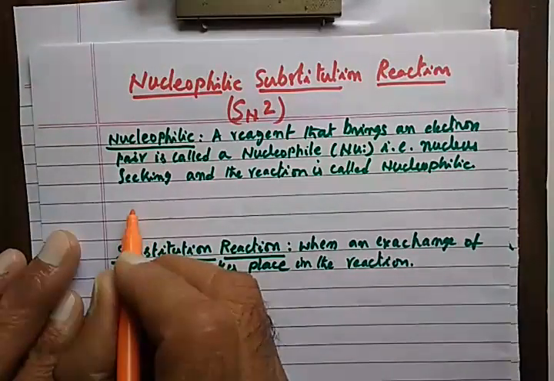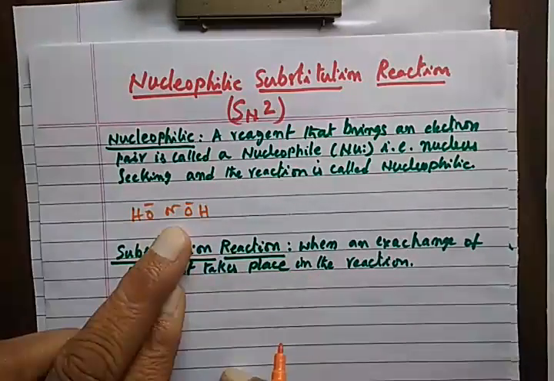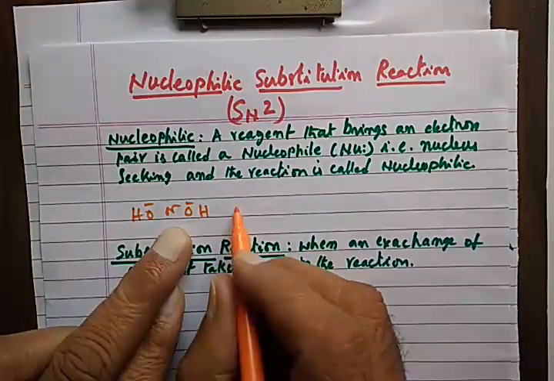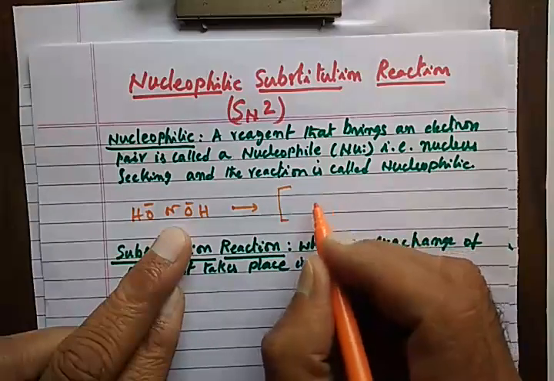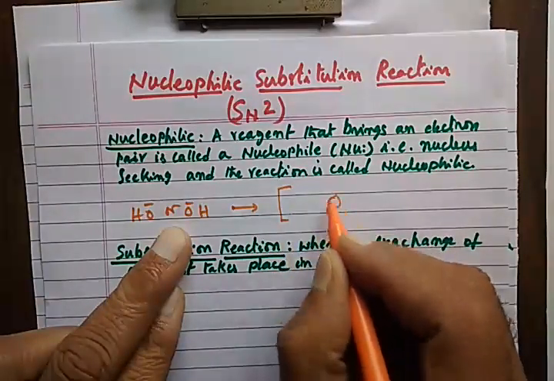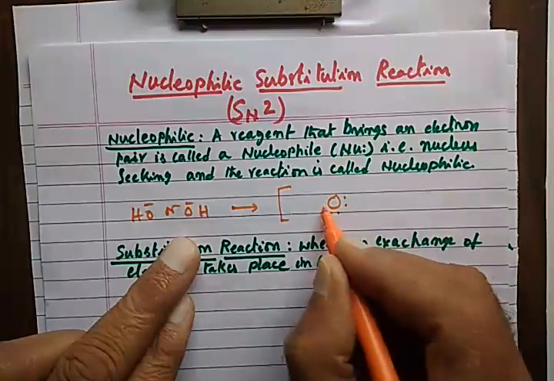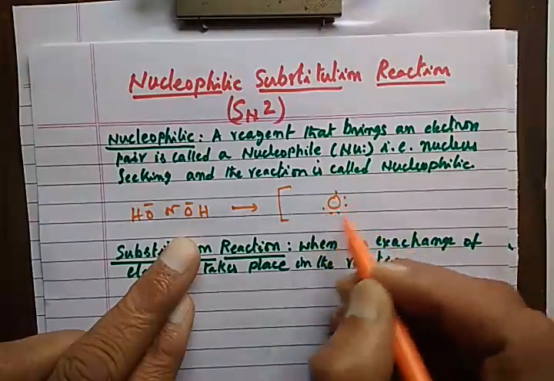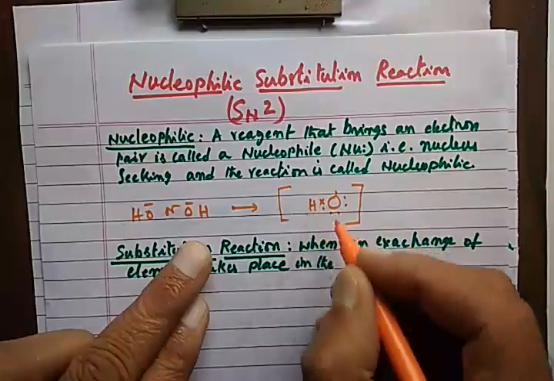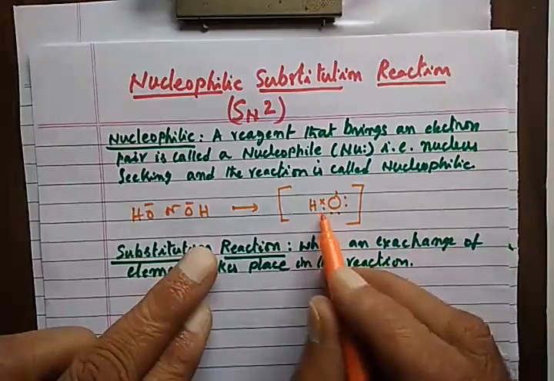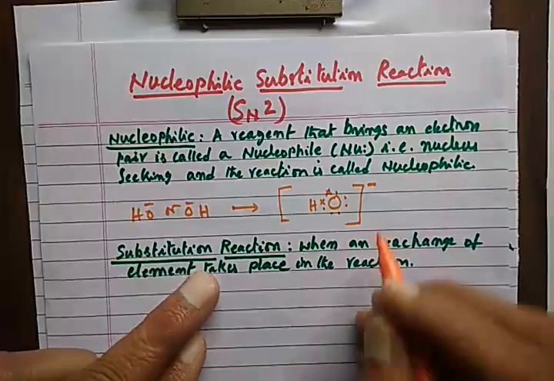Hydroxide ion, I can write this way or this way, and the negative charge is on the oxygen. So let me give the details. Electronic dot structure: I'll take oxygen, 1 2 3 4 5, and one more electron I'll put here. Oxygen will have 6 electrons. So one electron is bonded with H and one more extra electron is there. That's why it is a negatively charged ion.